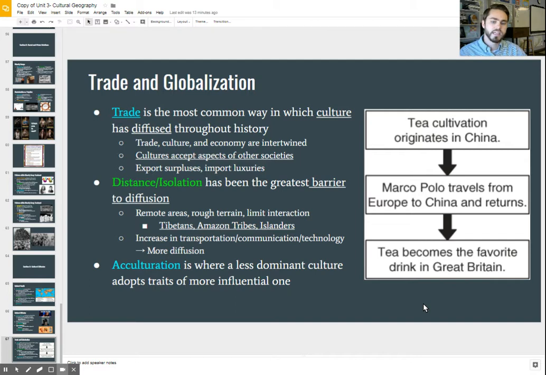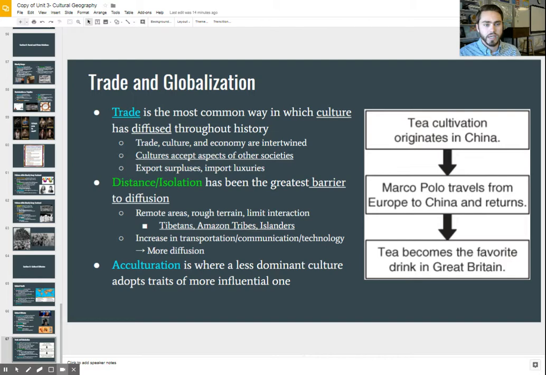The number one inhibitor or barrier to diffusion has been isolation. So if you can't reach somebody, then it is tough for them to develop or get this culture. And so we talked about this a little bit when we talked about pop versus folk culture. And so this diffusion is not getting to certain people, like we talked about the Tibetans in the mountainous Himalayan region, Amazon tribes where it's also very remote, islanders that cannot receive many messages or don't get many visitors. And so diffusion is very slow to these places. And so oftentimes what happens is you don't have the popular culture in the places that are more isolated.